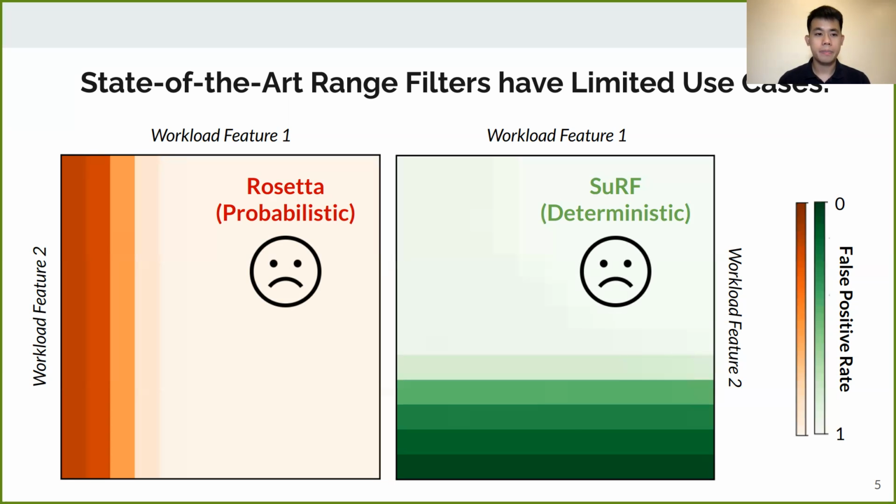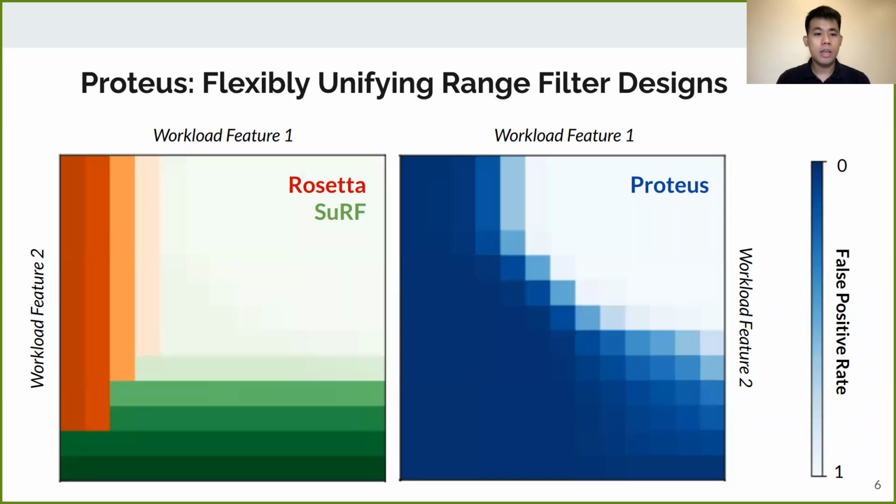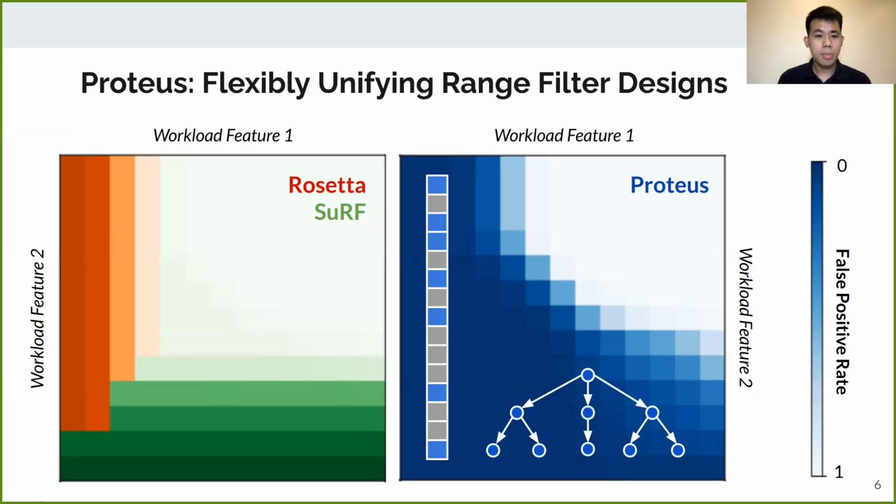Our work Proteus flexibly unifies probabilistic and deterministic range filter designs, enabling it to outperform both Rosetta and Surf in their respective use cases. On workloads optimal for Rosetta, Proteus adopts a more Bloom filter-based design, while on workloads optimal for Surf, Proteus uses mostly a trie-based design. Proteus is also able to combine both probabilistic and deterministic design elements in a complementary fashion to perform well on the workloads that are intractable for Surf and Rosetta.